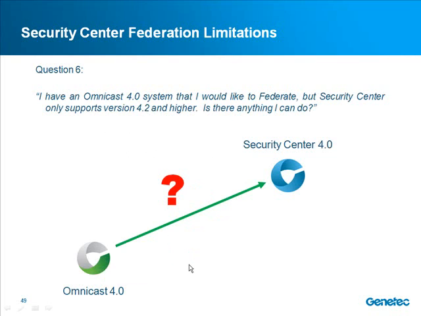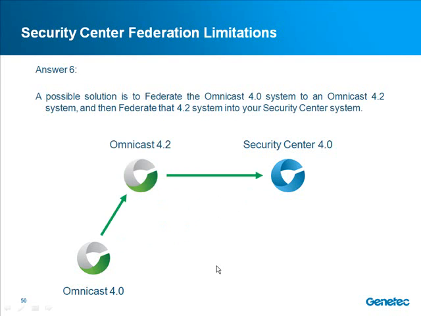On to our sixth question. I have an Omnicast 4.0 system that I'd like to federate to Security Center, but Security Center only supports the federation back to version 4.2. Is there anything I can do in this case? Now there is a workaround for this.